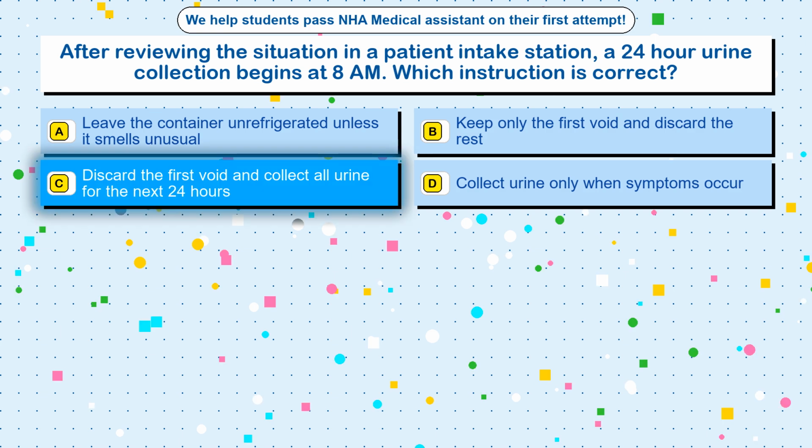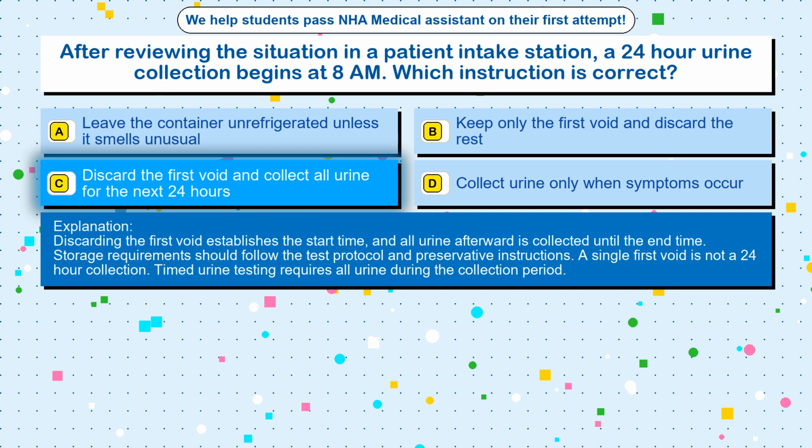The correct answer is option C, discard the first void and collect all urine for the next 24 hours. Discarding the first void establishes the start time, and all urine afterward is collected until the end time. Storage requirements should follow the test protocol and preservative instructions. A single first void is not a 24-hour collection. Timed urine testing requires all urine during the collection period.